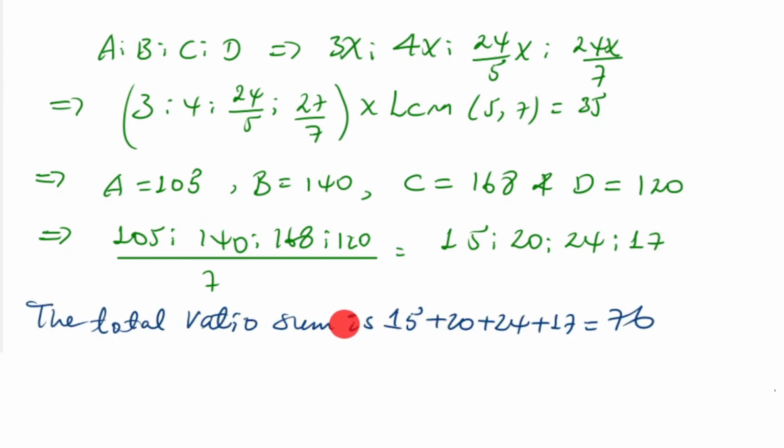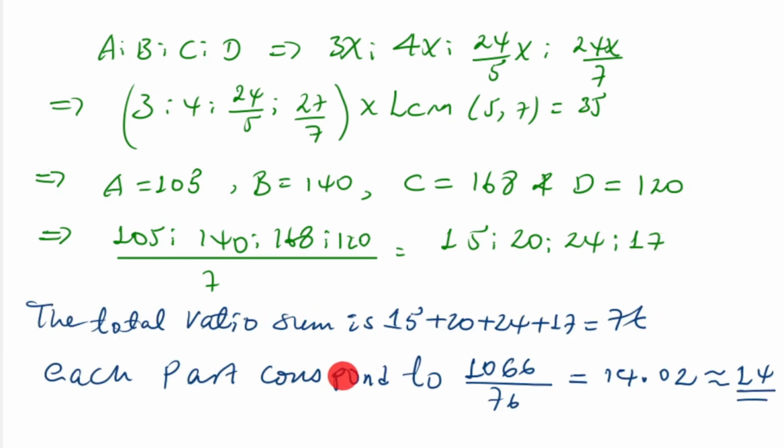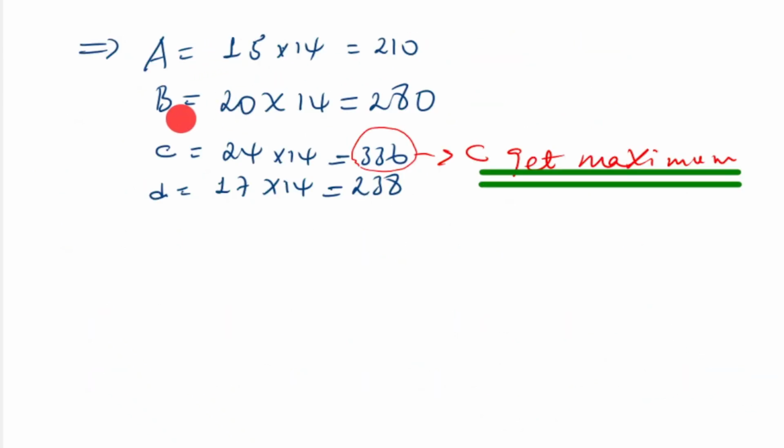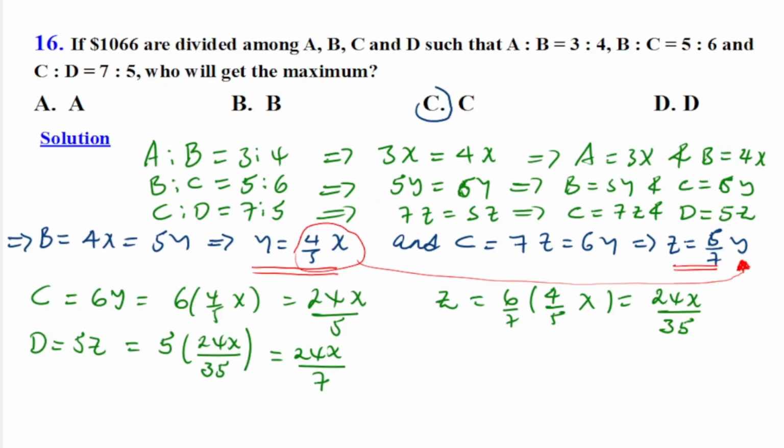Total ratio sum is 76. Each part corresponds to $1,066 over 76. This is equal to 14. So A gets 210, and B gets 280, and C gets 336. D is equal to 238. C gets the maximum. The answer is C.